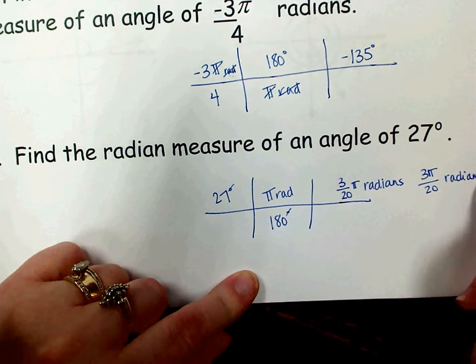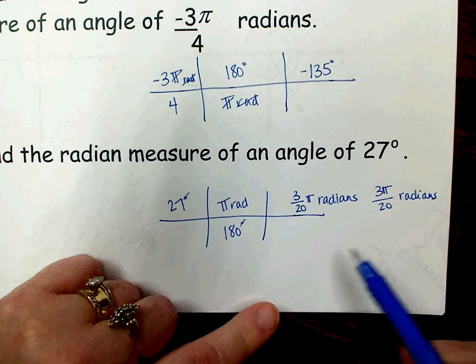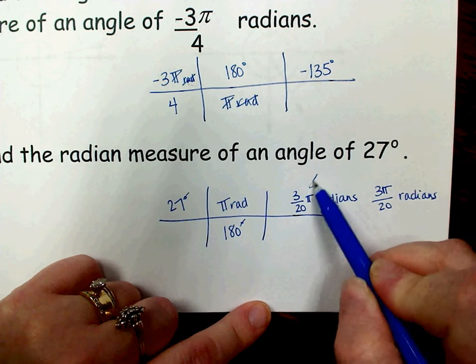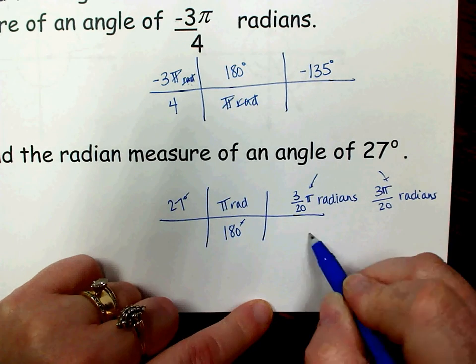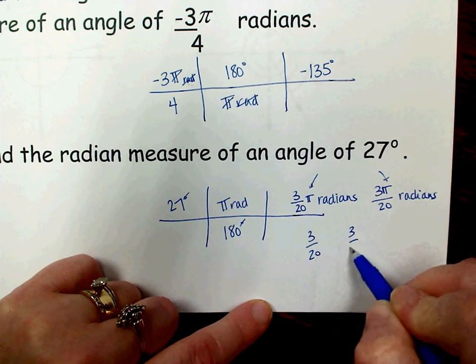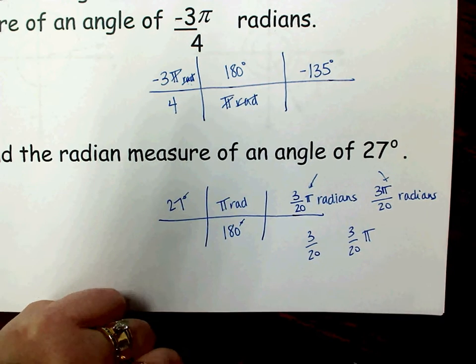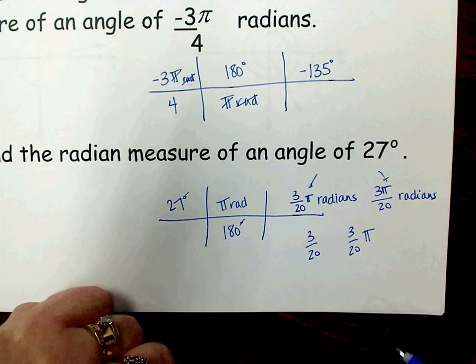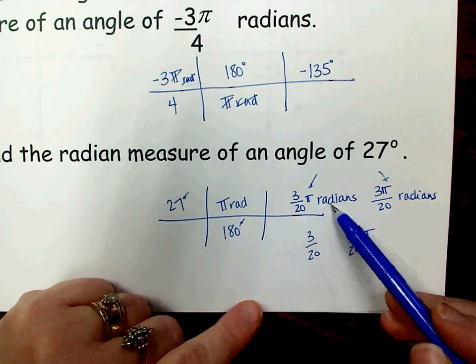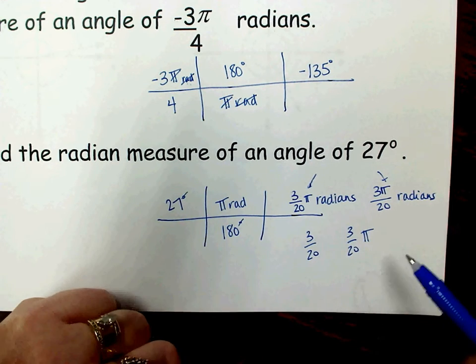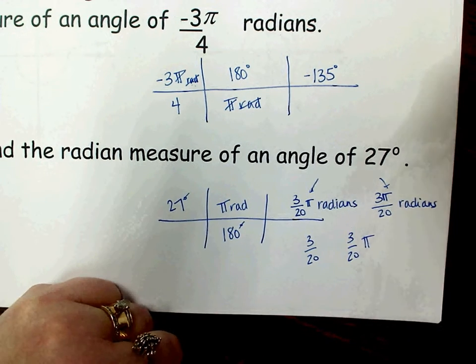Remember to not forget the pi. That's super important. 3/20 and 3/20 pi are not even close to the same number. So when you leave that pi off, it's completely wrong. So don't lose the pi. And then be in the habit of writing your units as radians, even though I told you if it's not there, it's assumed it's radians anyway.